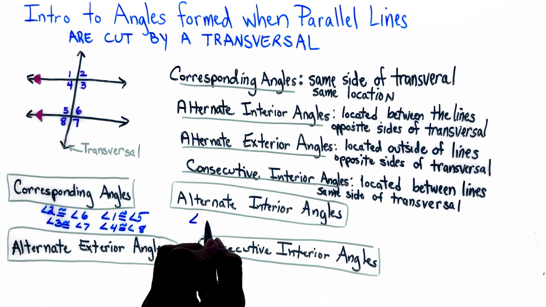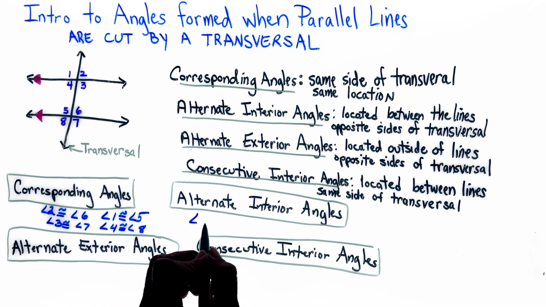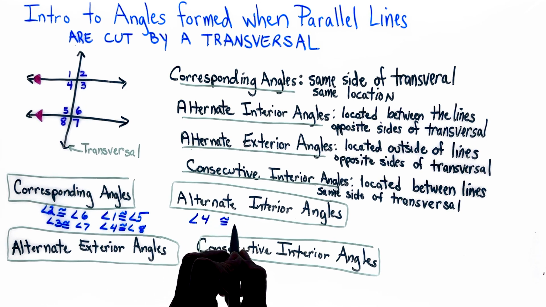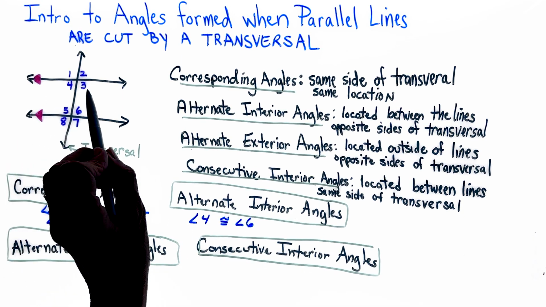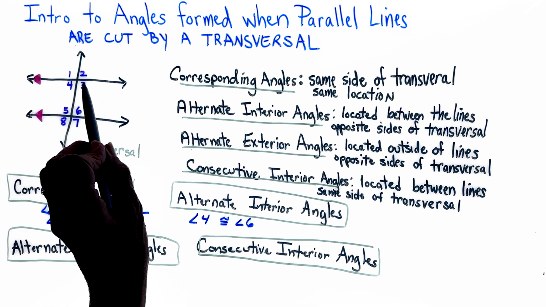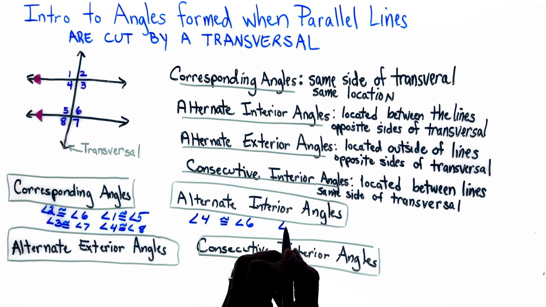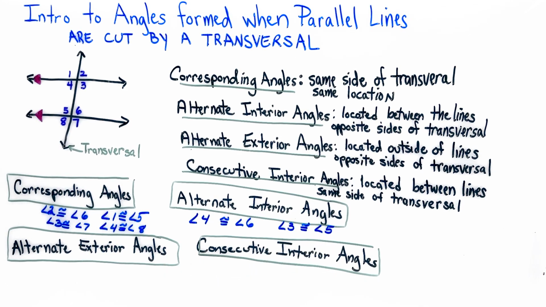The measurement of angle, and this little sign means angle. Angle 4 is going to be congruent to angle 6. Again, there's another pair, angle 3, right here, is going to be congruent to angle 5. So angle 3 and angle 5, that's another pair of alternate interior angles.